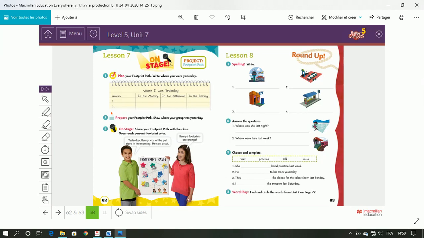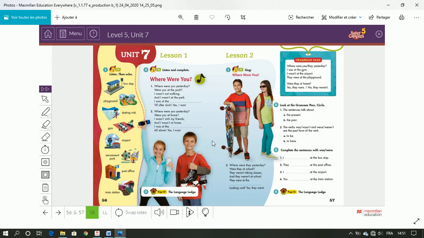So today's session is the last session in Unit 7. But before we start, we have to step back a little bit to see what we did in Unit 7. In Unit 7, we saw different places in town, such as bus stop, playground, skating rink, gym, airport, amusement park, post office, train station. Then we moved to see the verb to be in the past form. Verb to be: I was, you were, he was, she was, it was, we were, you were, they were.